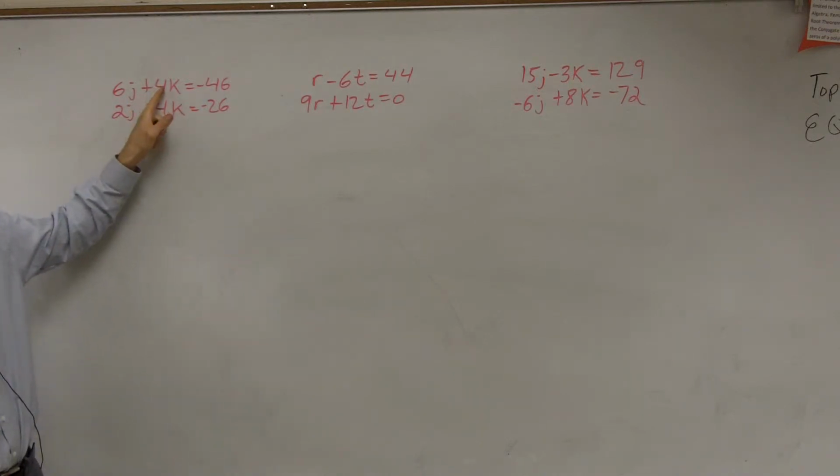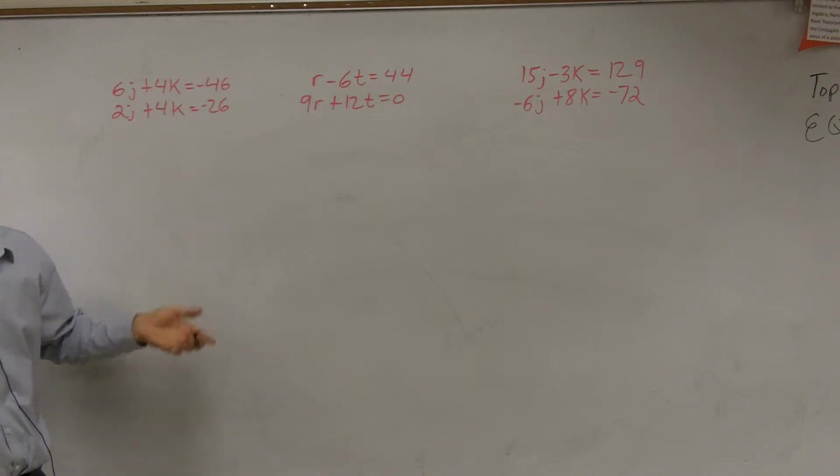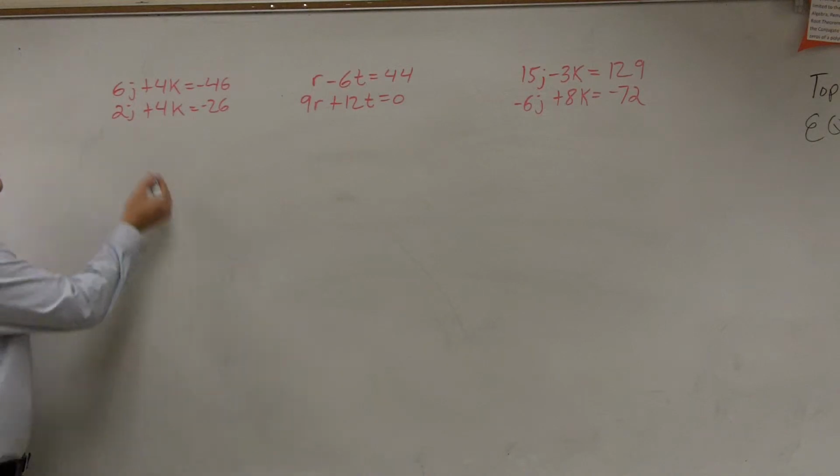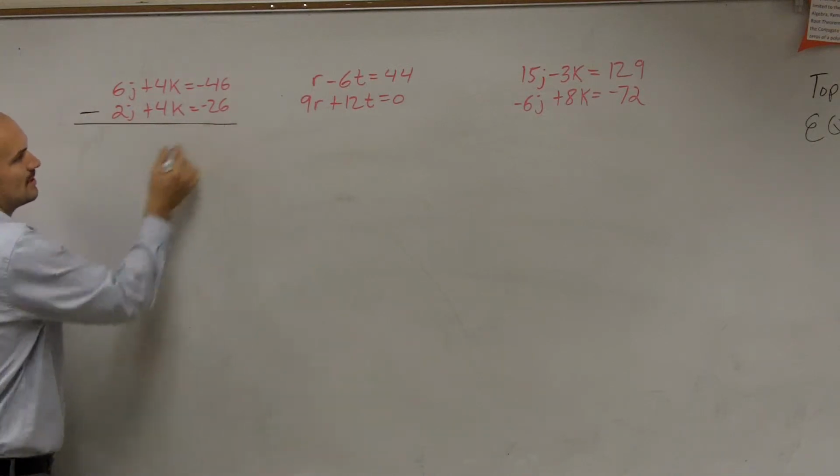Yeah, I have 4 and 4. But since they're the same and the same sign, since the absolute value is the same and they're the same sign, am I going to add or subtract these equations? It'd be easiest to just subtract these equations.